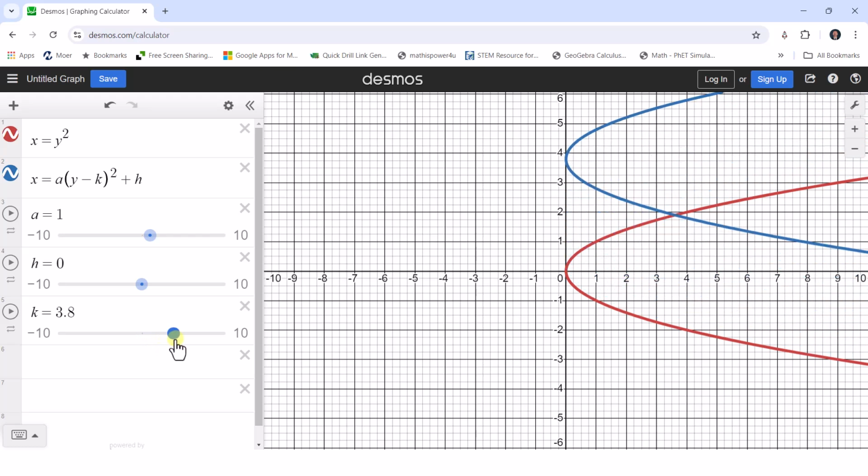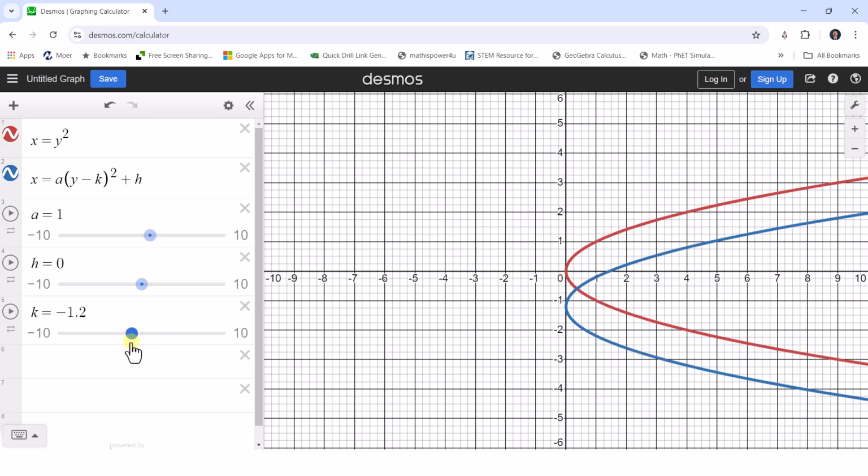If we stop at, let's say, k equals 4, notice when k equals 4, inside the parentheses we have y minus 4. So if we have subtraction inside the parentheses, k is positive because of the form, and the parabola is shifted up k units. And if k is negative, the parabola is shifted down k units.